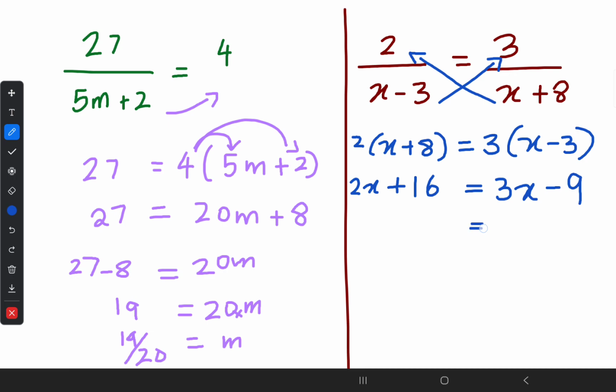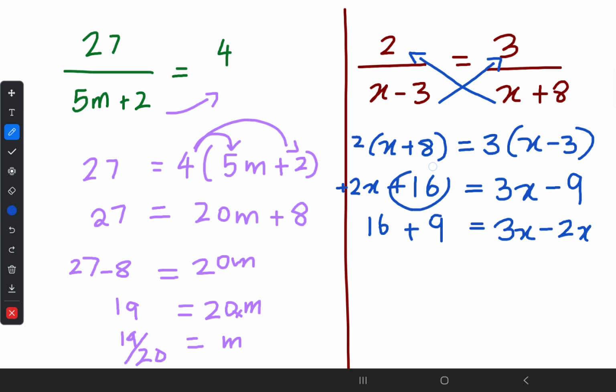So what I am going to do is, I will keep the 3x itself as it is. On the left-hand side you have a positive 2x. This positive 2x will become a negative 2x here. And I'll keep the 16 itself. The negative 9 will become a positive 9. You would be able to do two simplifications at the same time. So the positive 2x became negative 2x here, and negative 9 became positive 9.